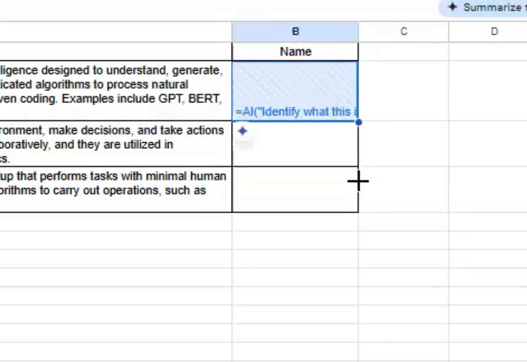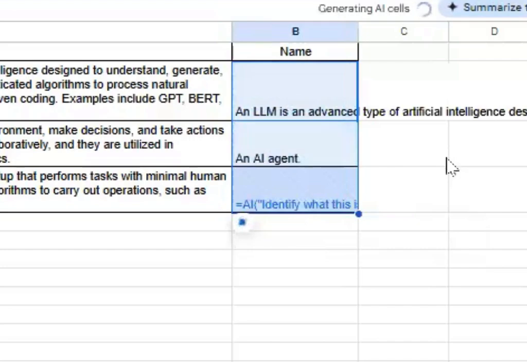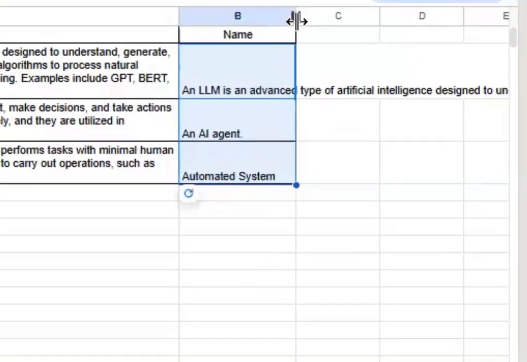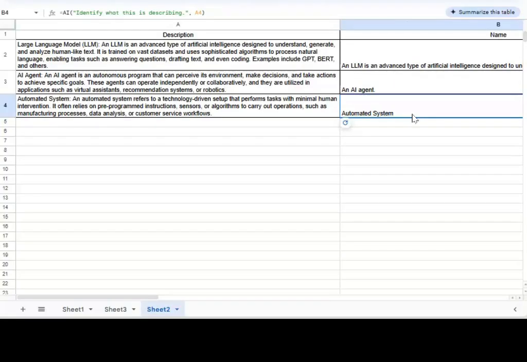Again, let's go ahead and include all of them. And so as you see right here, the first option is a language model and an advanced type of artificial intelligence. This description is of an AI agent, and this description is of an automated system. And so if I want to have it summarize them in a specific way, then I could obviously go back, change it to be more descriptive.